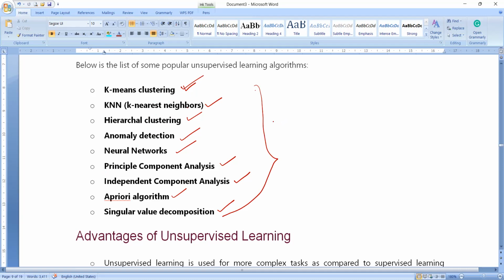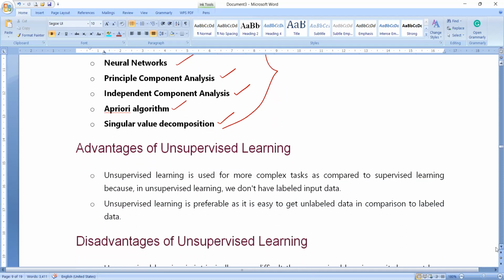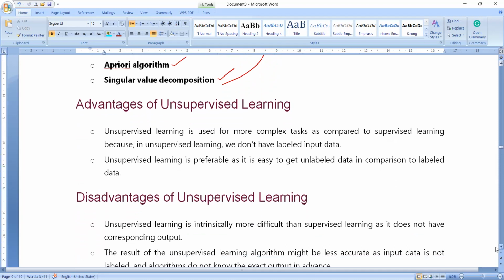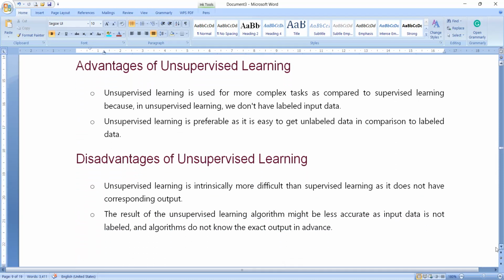Advantages of unsupervised algorithms: an unsupervised algorithm is used for more complex tasks compared to supervised learning, because in unsupervised learning we don't have any labeled data. Unsupervised learning is preferable as it is easy to get unlabeled data in comparison to labeled data.